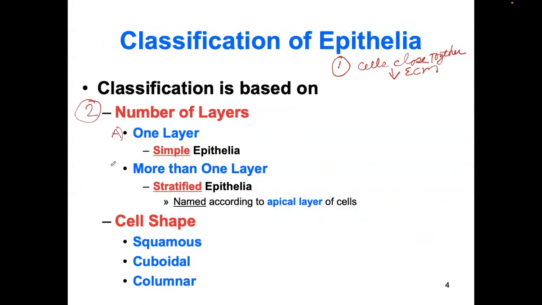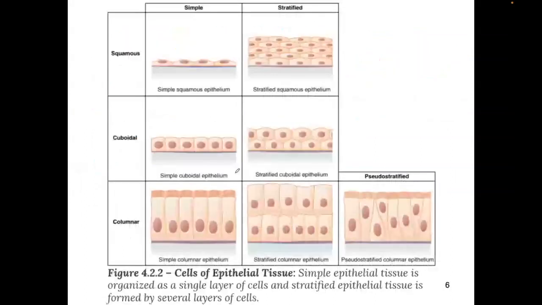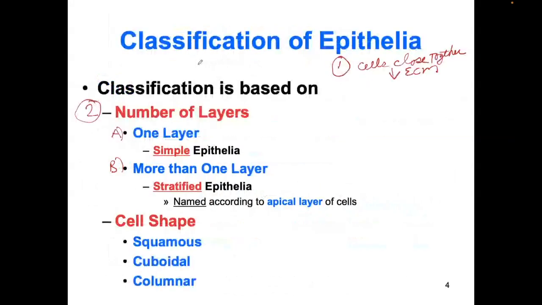Do we see A, one layer thick of these cells, or B, more than one cell layer? If we look here, this is one cell layer, but over here we see multiple. Over here, we see one cell layer. Over here, we see two. Over here, we see one cell layer, but over here, we see two. So when we see one cell layer, we're going to call it simple epithelium. And when we see more than one cell layer, we're going to refer to it as stratified epithelium.